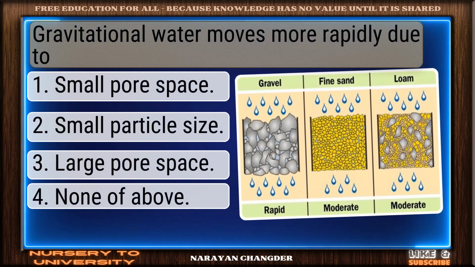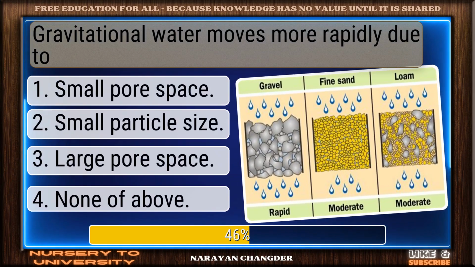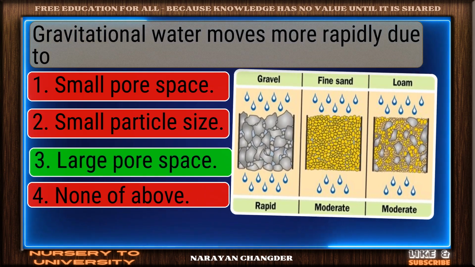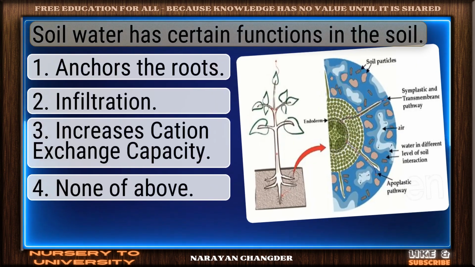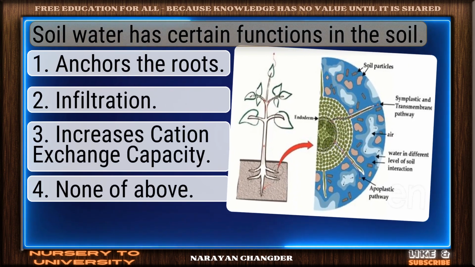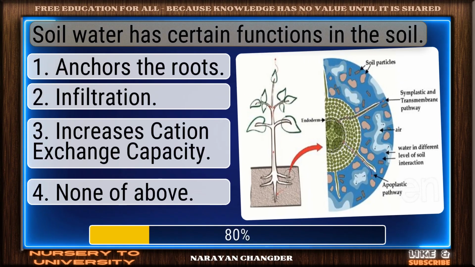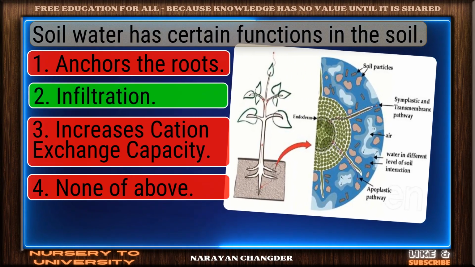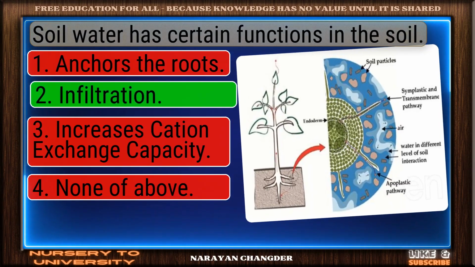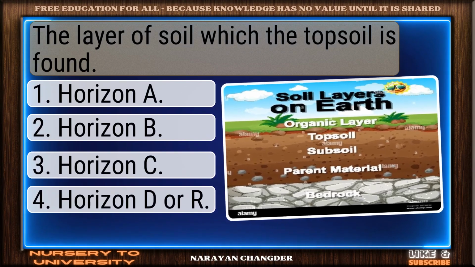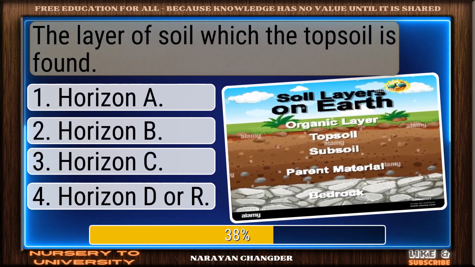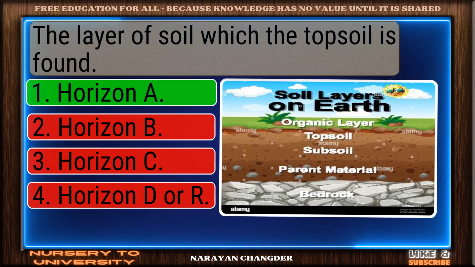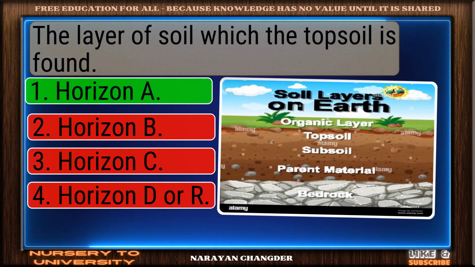Gravitational water moves more rapidly due to. You got it. Your choice large pore space is right. Soil water has certain functions in the soil. Correct response. Infiltration is the most accurate answer. The layer of soil in which the topsoil is found. Sharp thinking. Horizon A is the right choice.